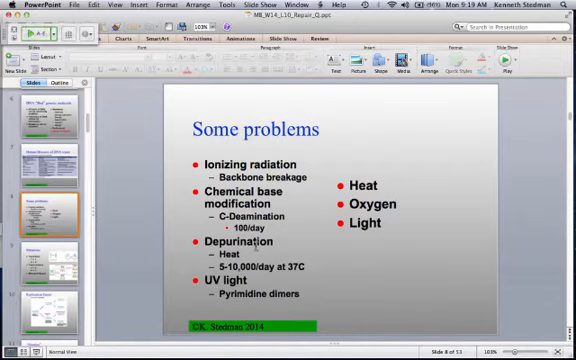UV light is another big issue. That's one really good reason to wear sunscreen and live in the Pacific Northwest, where we don't have to deal with too much UV irradiation. But it causes some really nasty problems, particularly pyrimidine dimers, which also need to be repaired. So the basic problem is we like it warm, we like oxygen, and we like light, which are all bad for DNA.